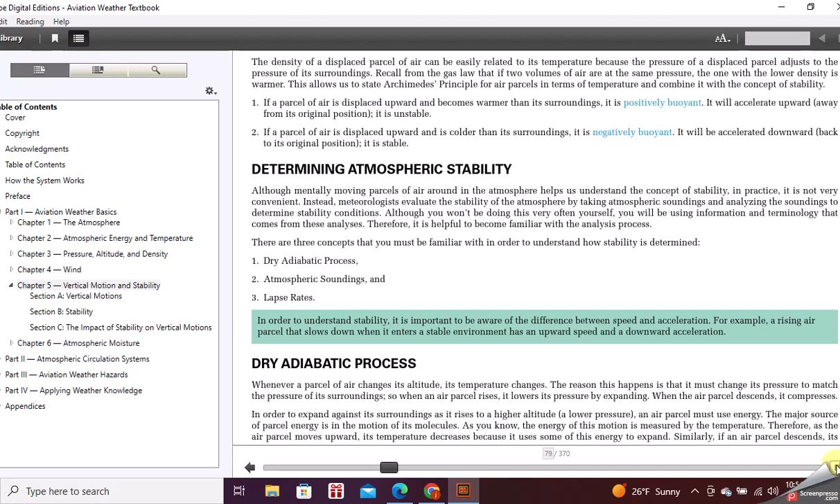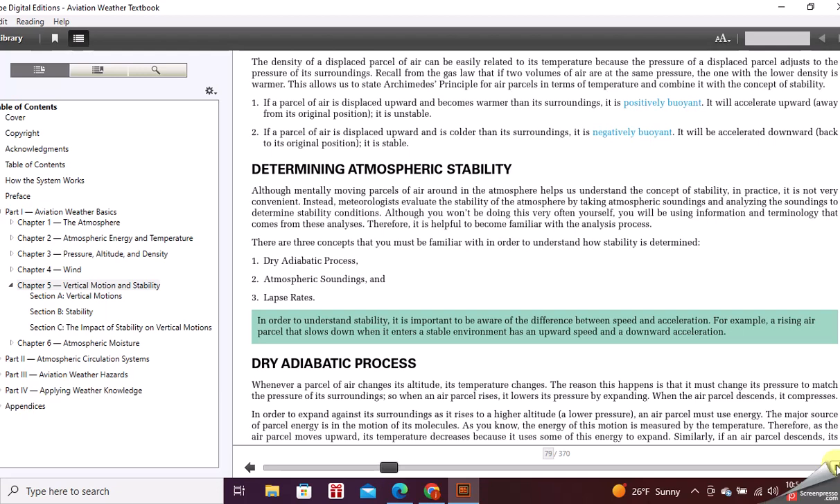Dry adiabatic processes means no moisture whatsoever. So when that happens, if you lift an air parcel, you know by the physics that it is going to cool at 9.8 degrees Celsius per 1,000 meters.